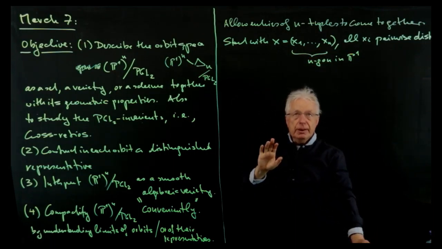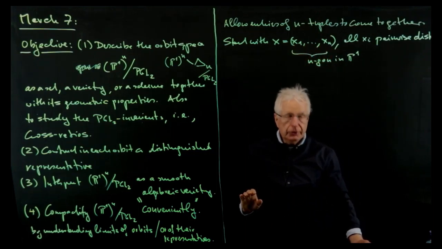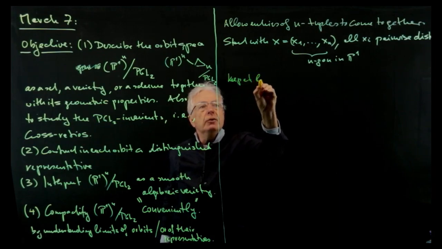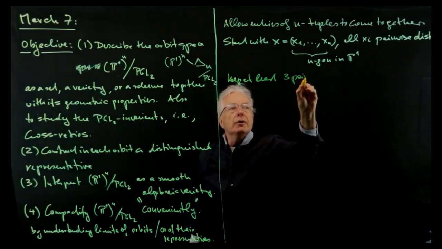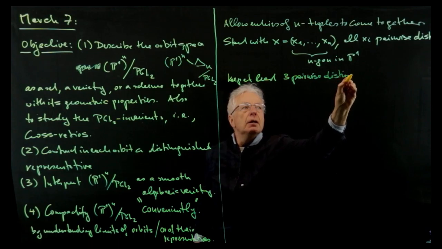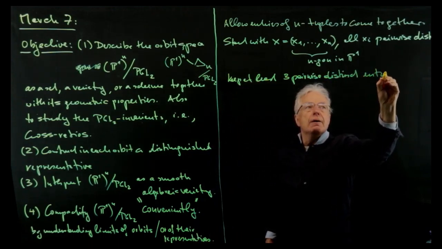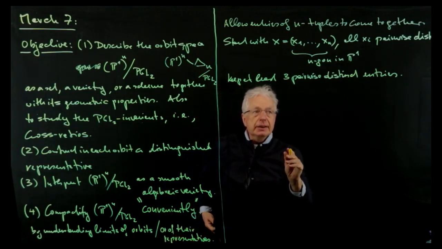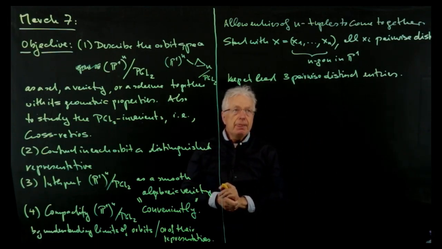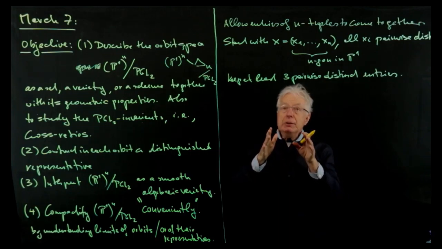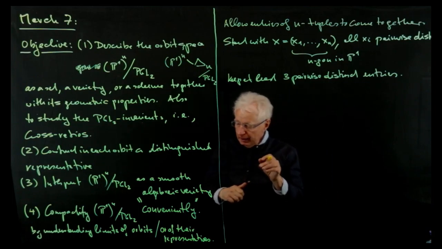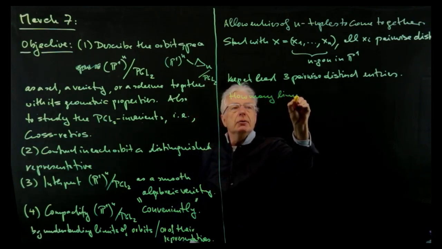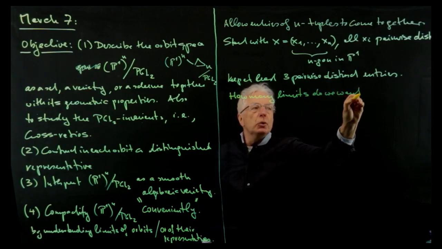It doesn't make sense to allow all to be equal. That's not an interesting case. So the golden rule is keep at least three pairwise distinct entries. So that's one requirement, that not all entries can come together. And second, the question is, how many points do we add in the limit? And this will be done in the construction later on. So how many limits do we want to add?